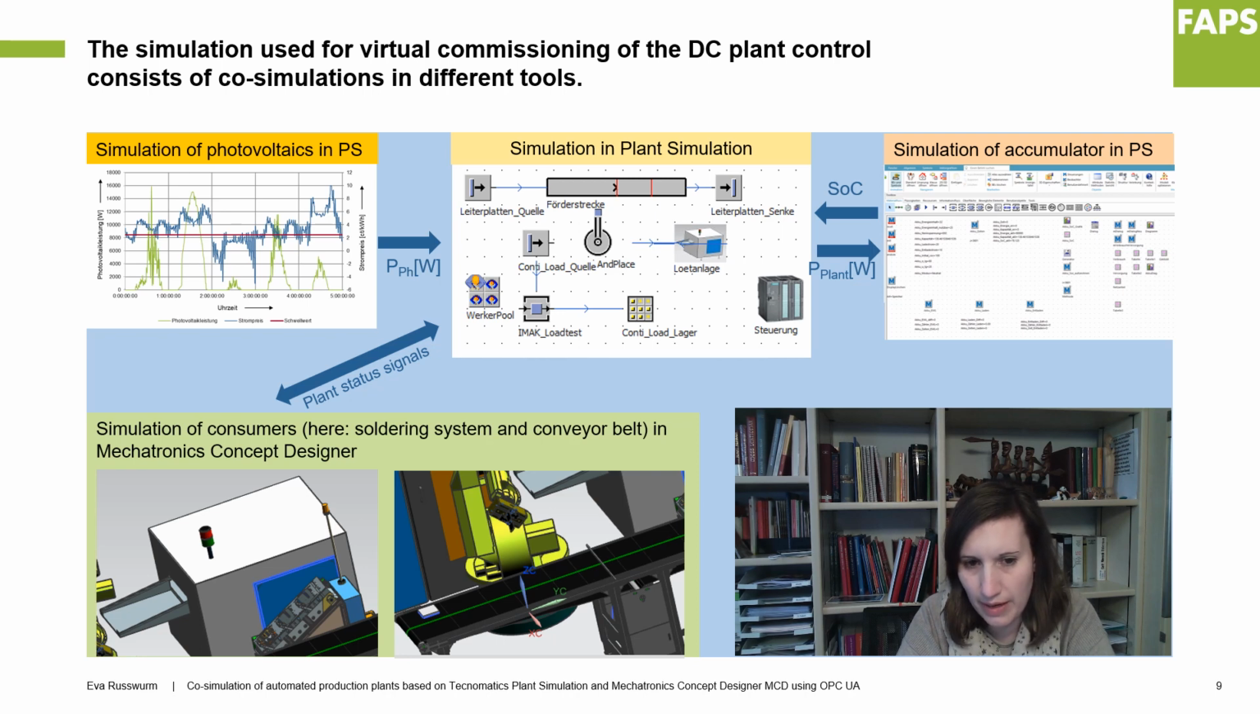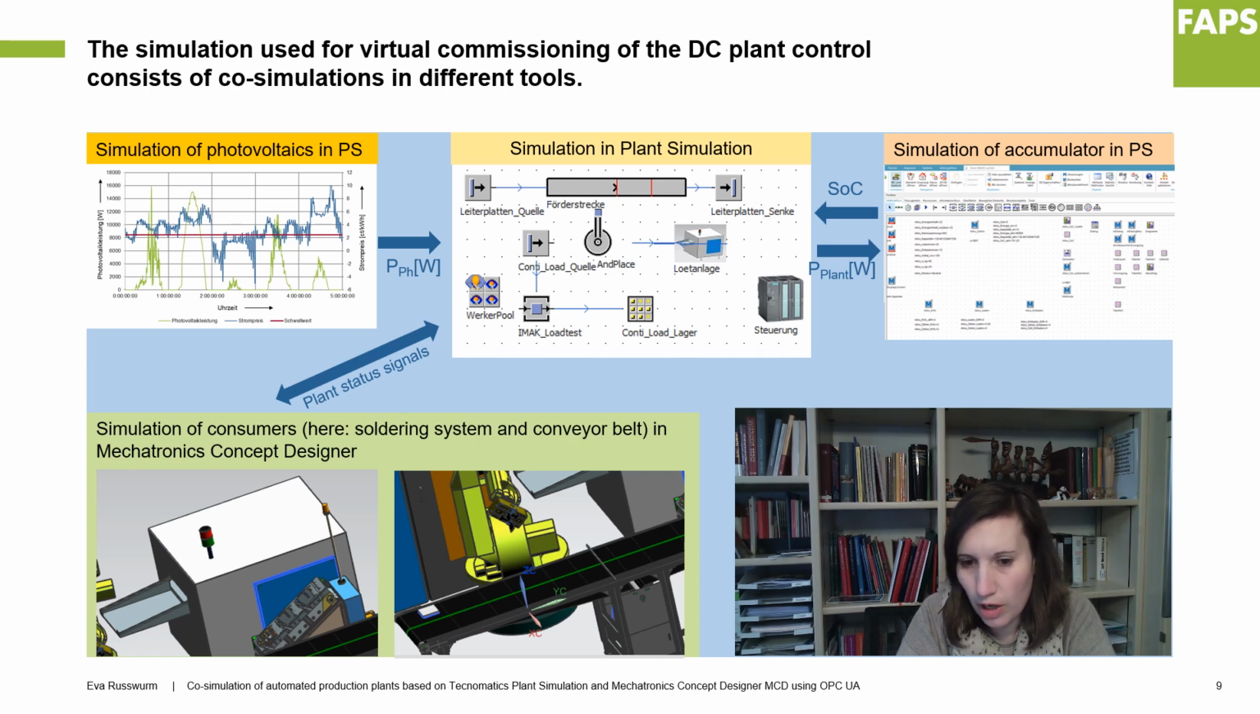So you see the plant status signals are coming out of the Mechatronics Concept Designer, where the consumers, the soldering system, the conveyor belt, the robot are simulated, and the status signals are sent to plant simulation by using the OPC UA server. Using the energy modules, which are already available in plant simulation and which we have developed ourselves, the consumption of energy can be output directly and also related to the respective plant or to the consumer which needs the energy.